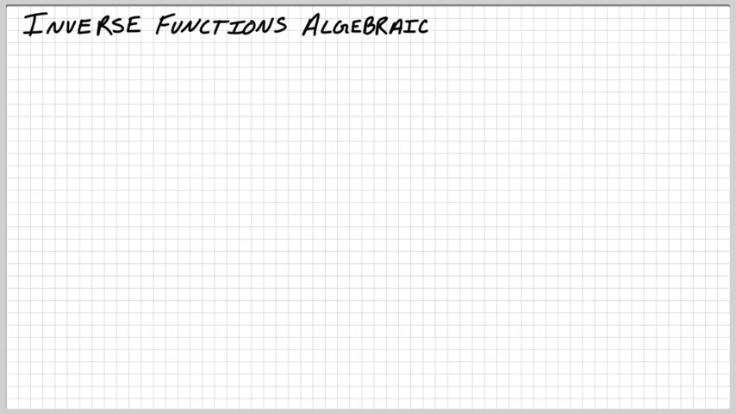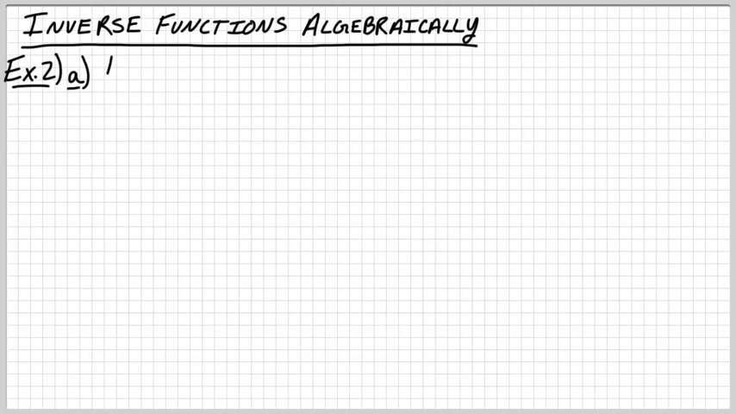Okay, so inverse functions algebraically. We just looked at a table and found a function and its inverse. But now we're going to have to find them algebraically. And this is also something we did in Algebra 2. So I'll give you a function for example 2. Part A says find f inverse of x. That's how you read that. Find f inverse of x. So I got to give you the function first before you can find the inverse of it. So here's the function here in purple. F of x equals 2x minus 1.